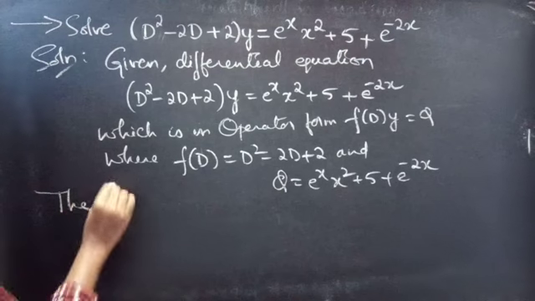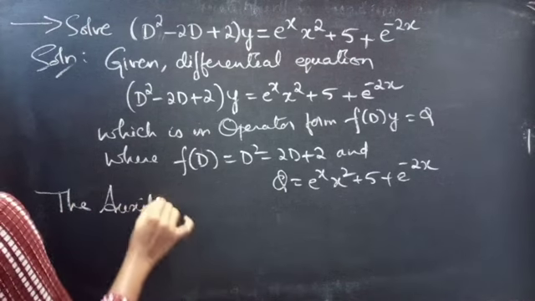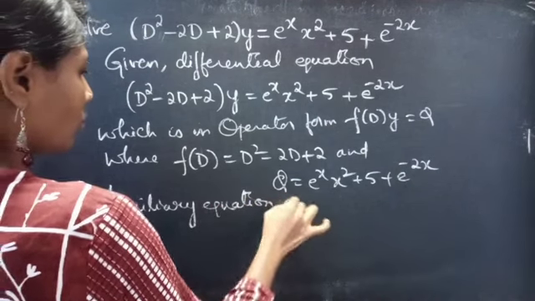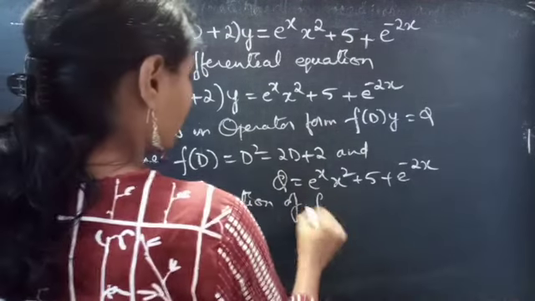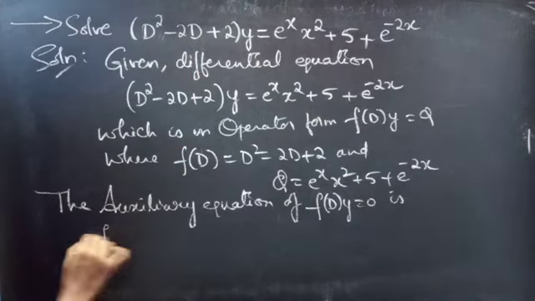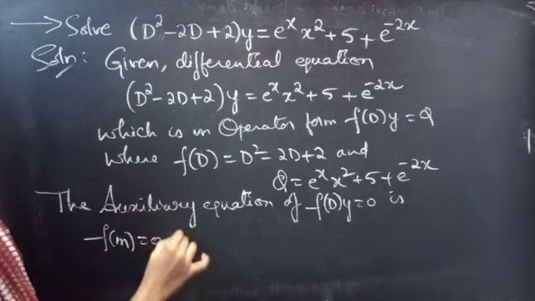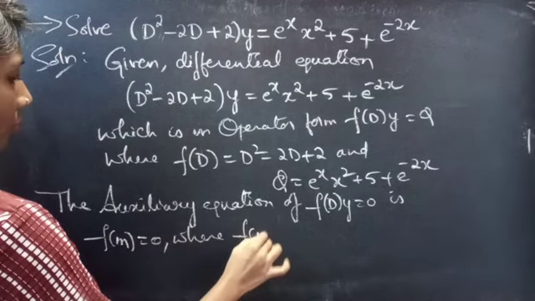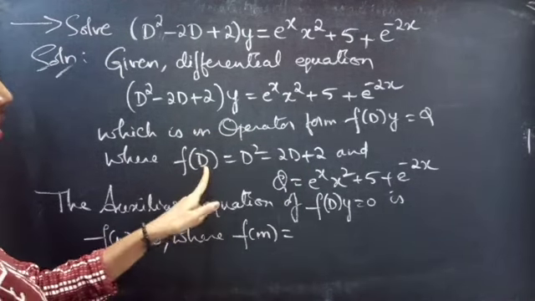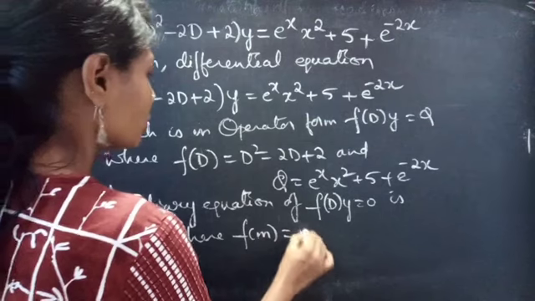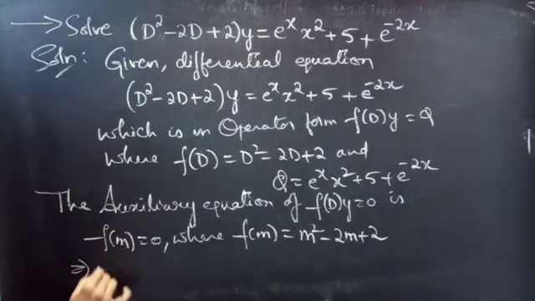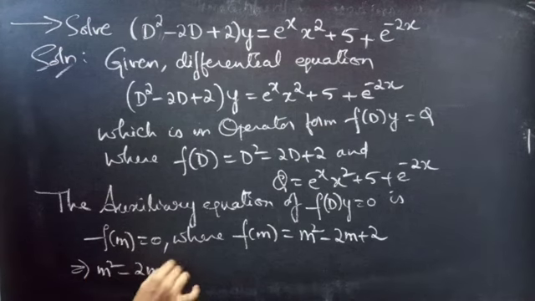We know that the auxiliary equation of f(D) y = 0 is f(m) = 0, where f(D) is D² − 2D + 2. Let's replace the differential operator with m so that we'll get f(m) = m² − 2m + 2. Then our auxiliary equation becomes m² − 2m + 2 = 0.